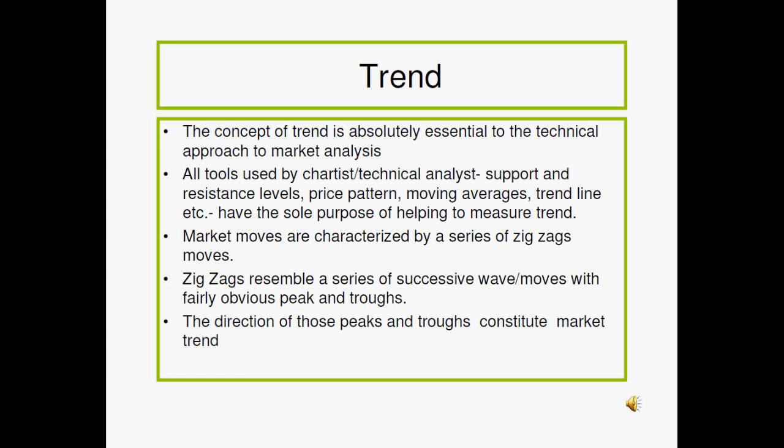Market moves are characterized by a series of zigzag moves. A zigzag is like a staircase ladder: with each step we go up, and in the reverse way we go down the ladder. So the market moves up and down; it is never a straight line, whatever the time frame of the analysis. It's up and down, and down and up, as the case may be. A zigzag resembles a series of successive waves. Suppose the price moves from 10 rupees to 50 rupees and then comes down to 25 rupees. So 10 to 50 is a move, which is called a wave.